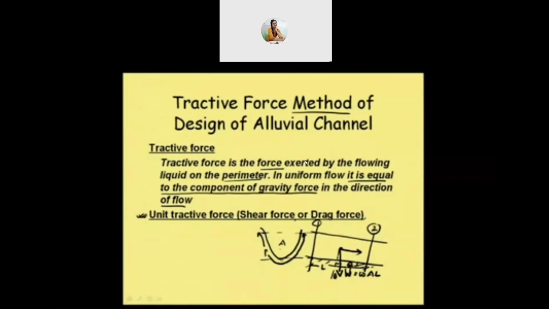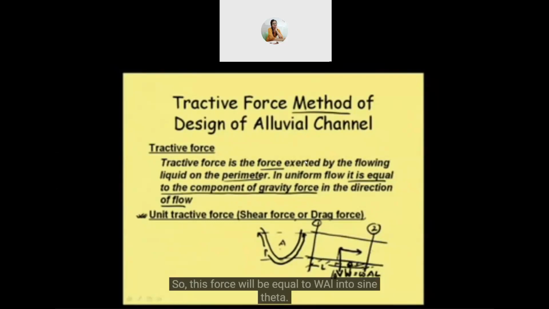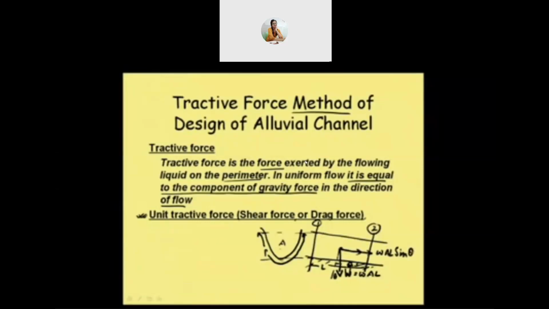Well, so if this is theta and if it is W A into L, then this force, because the flow movement is in this direction, will be equal to W A L sine theta.